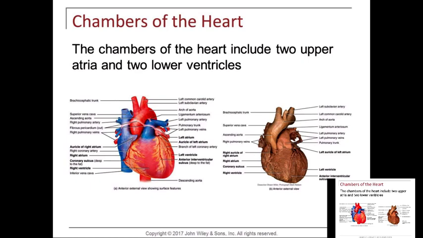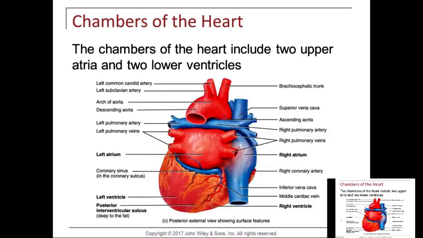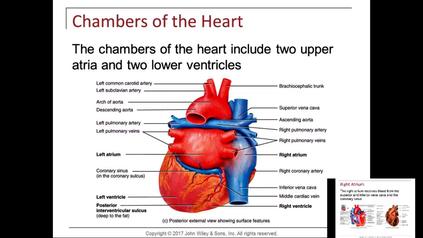So the chambers of the heart include the two upper atria and the two lower ventricles. If you look at the picture here, you can see here's an auricle of the right atrium. Auricle means it's a little reservoir up here for blood. And then here's the right ventricle. The two chambers of the heart include the two upper atria and the two lower ventricles.